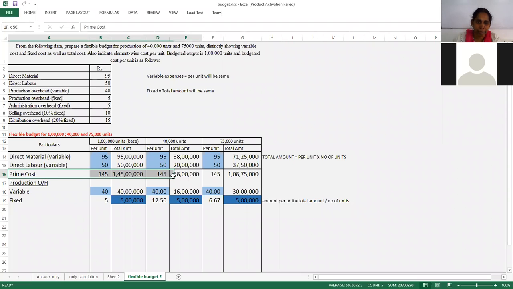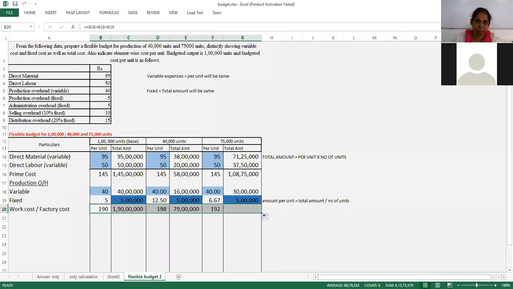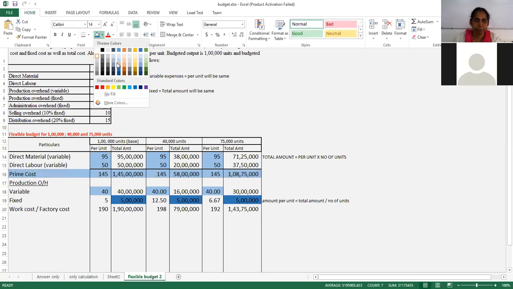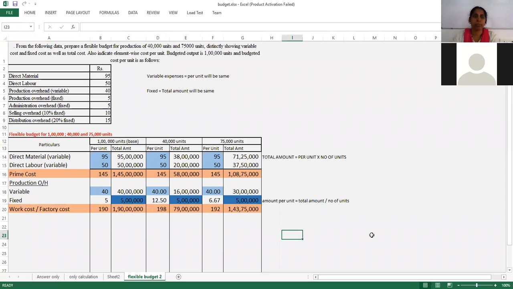Now we are going to give the answer. What is the answer for this? Work cost or factory cost. I'm going to take the total of this. So I'll be getting the total. I'm going to give a color so that you can easily understand the answer.